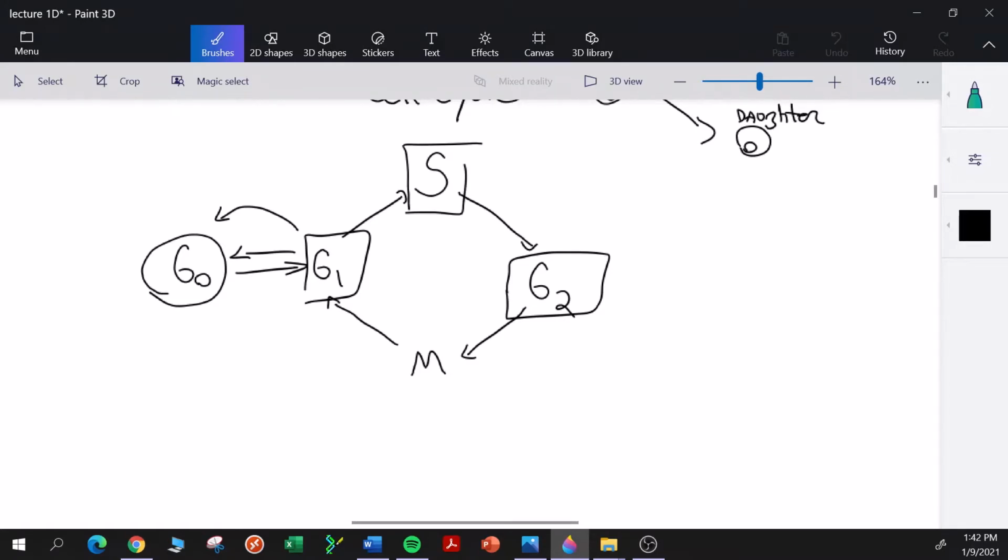And S phase, this is the synthesis phase. This is when DNA is replicated. So DNA synthesis happens in S phase, which is kind of confusing for a lot of students because we talk a lot about what DNA does during mitosis, how the cell puts half of the DNA into one nucleus and half into the other. But it's important to remember that the DNA is not replicated in mitosis. It's replicated way up here in S phase.